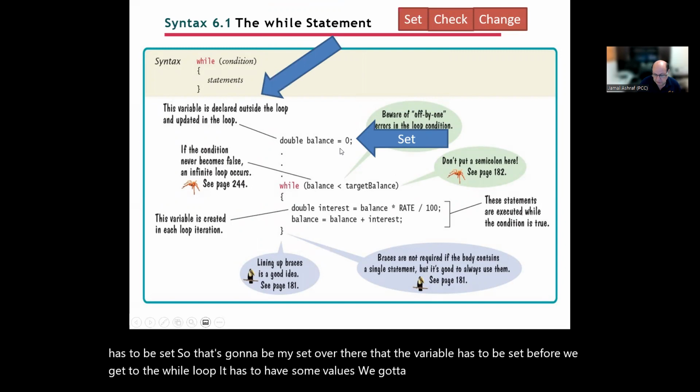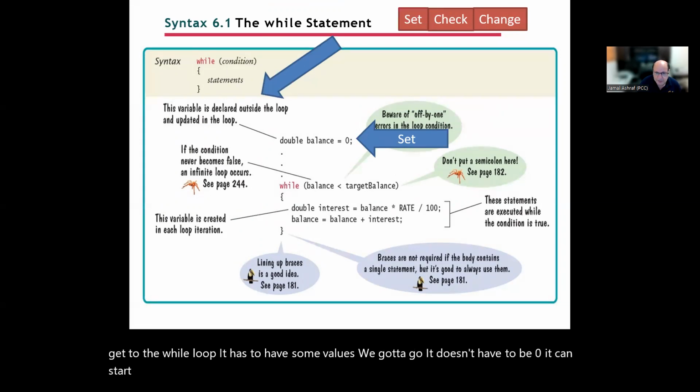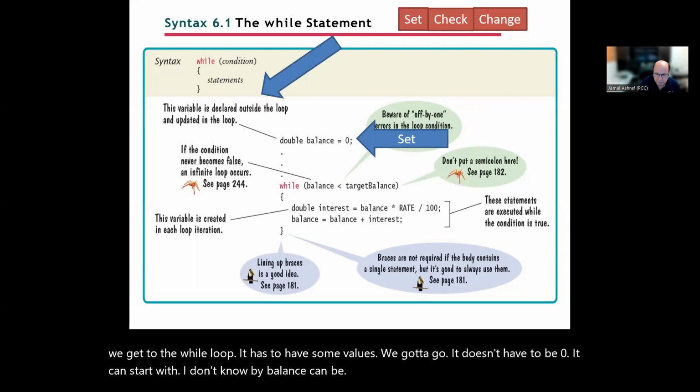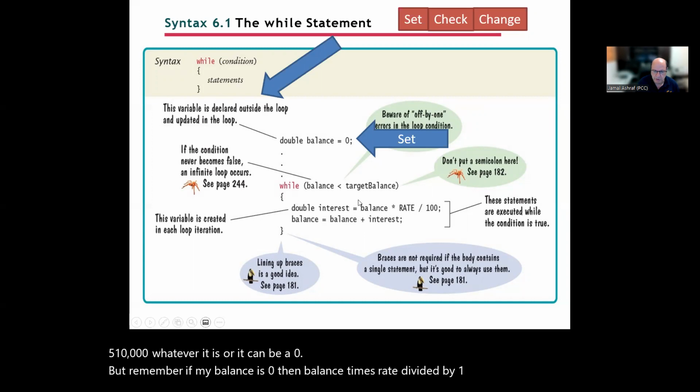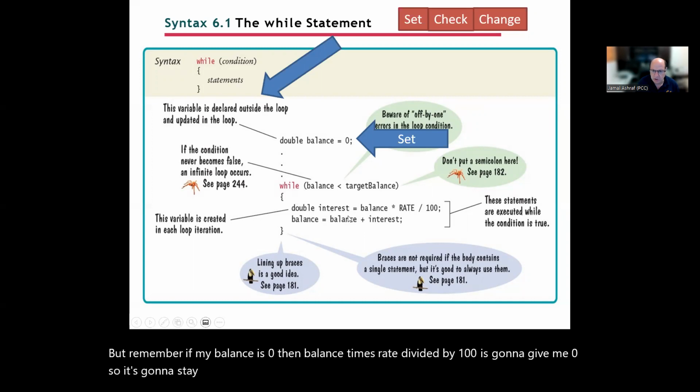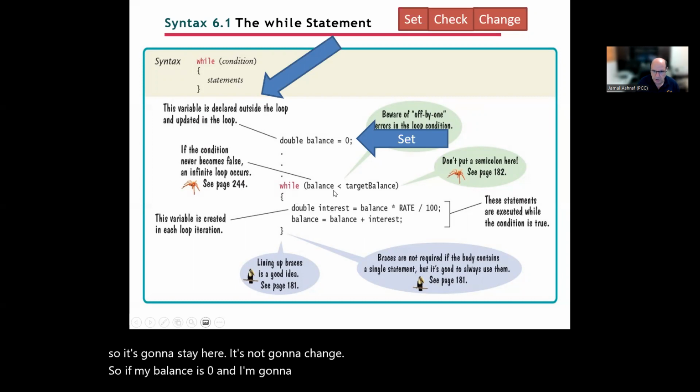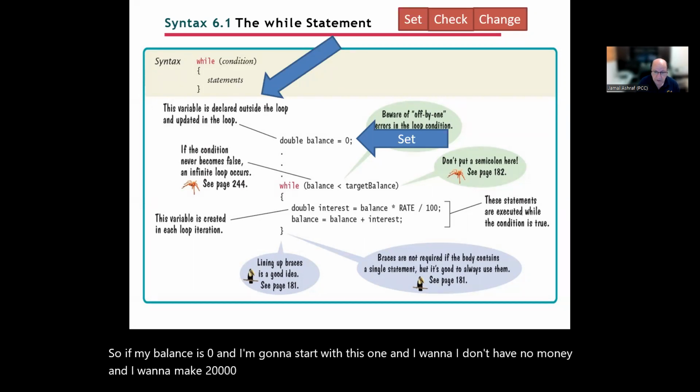It doesn't have to be 0. It can start with, I don't know, my balance can be 500, 10,000, whatever it is, or it can be a 0. But remember, if my balance is 0, then balance times rate divided by 100 is going to give me 0. So it's going to stay here. It's not going to change. So if my balance is 0, and I don't have any money, and I want to make $20,000 in so many years, it's not going to go anywhere. So my balance has to have some value somewhere.